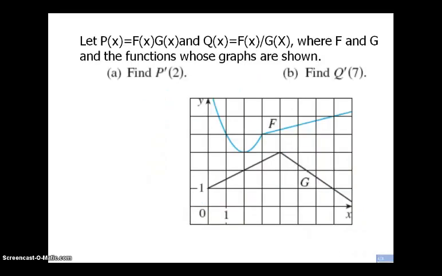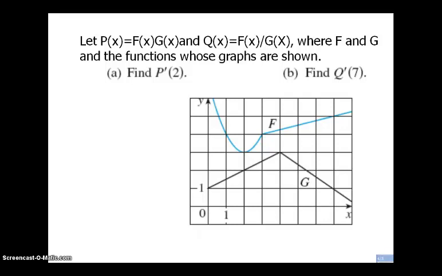All right, so we have a couple more problems here. I don't know that I'll get all the way through this one, but we'll at least get started, and then a second video will finish it up. Here it says, let p of x be f of x times g of x, and q of x is f of x divided by g of x, where f and g are the functions whose graphs are shown. First, they want us to find p prime of 2, and then q prime of 7.